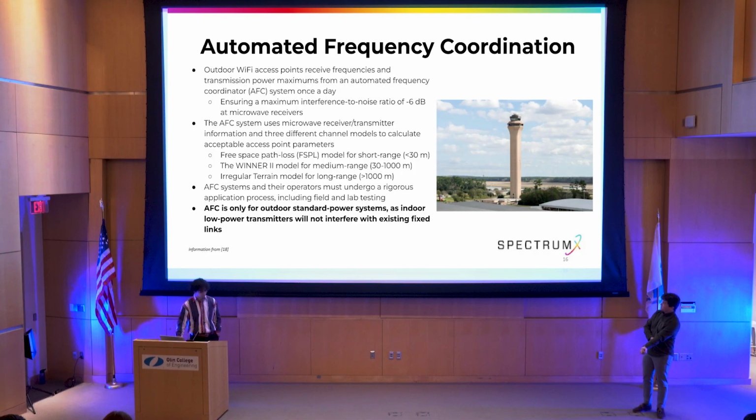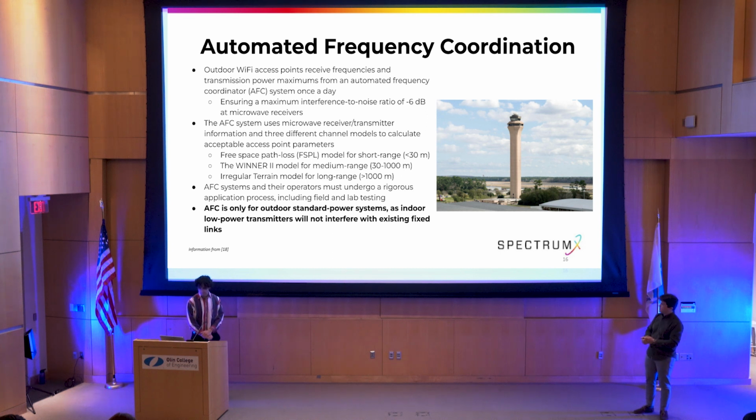So, more about automated frequency coordination. Outdoor Wi-Fi access points, or standard power Wi-Fi 6E access points, must receive frequency and power maximums from a central automated frequency coordination system once a day. And this sort of ensures a maximum interference-to-noise ratio of -6 decibels at these fixed link receivers, which is pretty good.